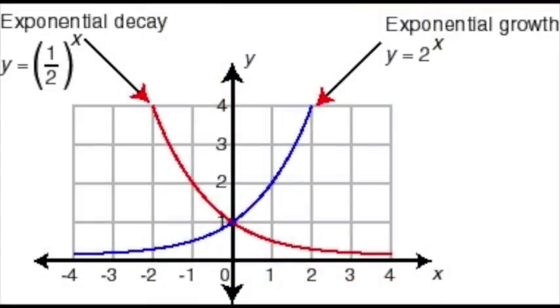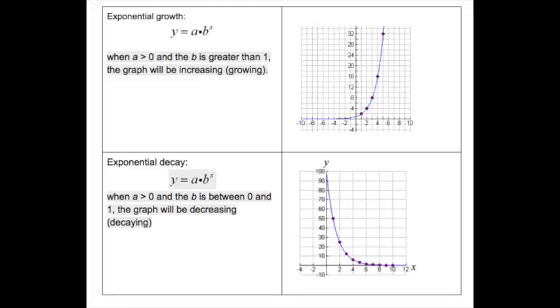In the graph, you can see if it is exponential growth or decay by checking if the curve is increasing or decreasing. When a is greater than 0 and b is greater than 1, the graph will be increasing, so it is exponential growth. When a is greater than 0 and b is between 0 and 1, the graph will be decreasing, so it is exponential decay.